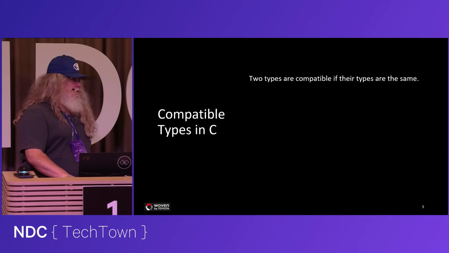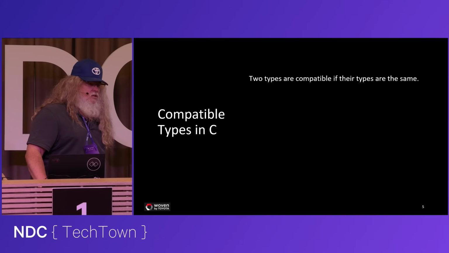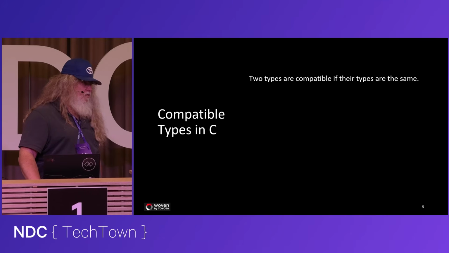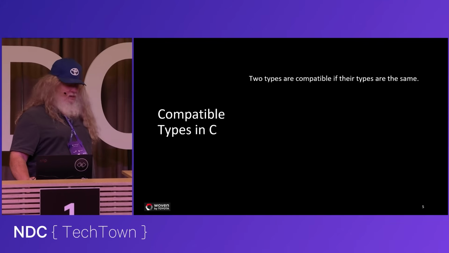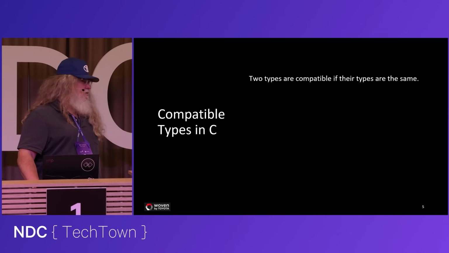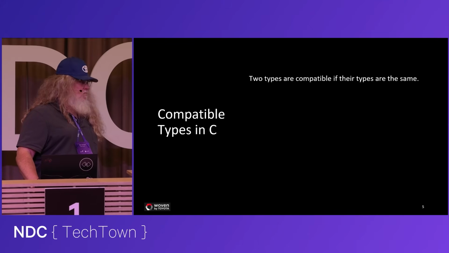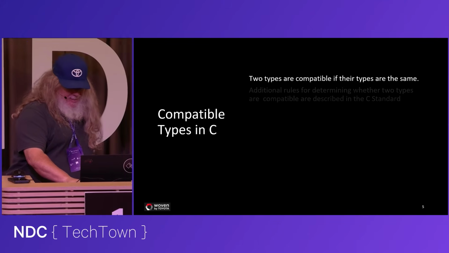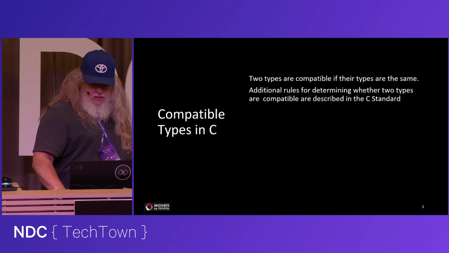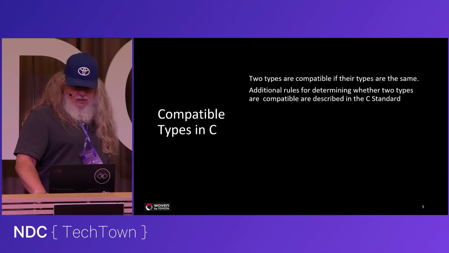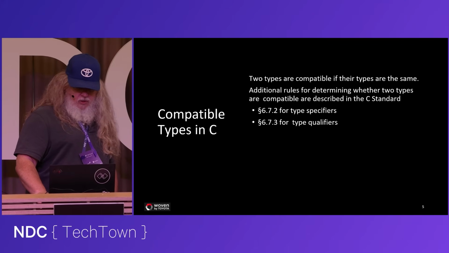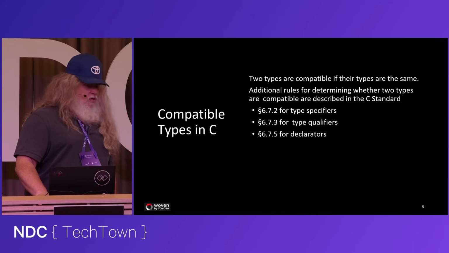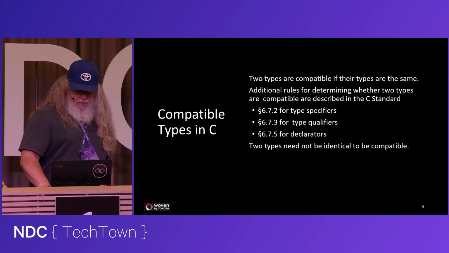So this is where C and C++ start to diverge. C has the concept of types that aren't exactly the same, but are compatible. They get along all right. Like in a dark room, they sort of seem to be the same. Two types are compatible if they're exactly the same. That's pretty simple. There are additional rules, and the rules are distributed throughout the standard, but most of these sections actually have no rules. So there is a limited set of compatible types.